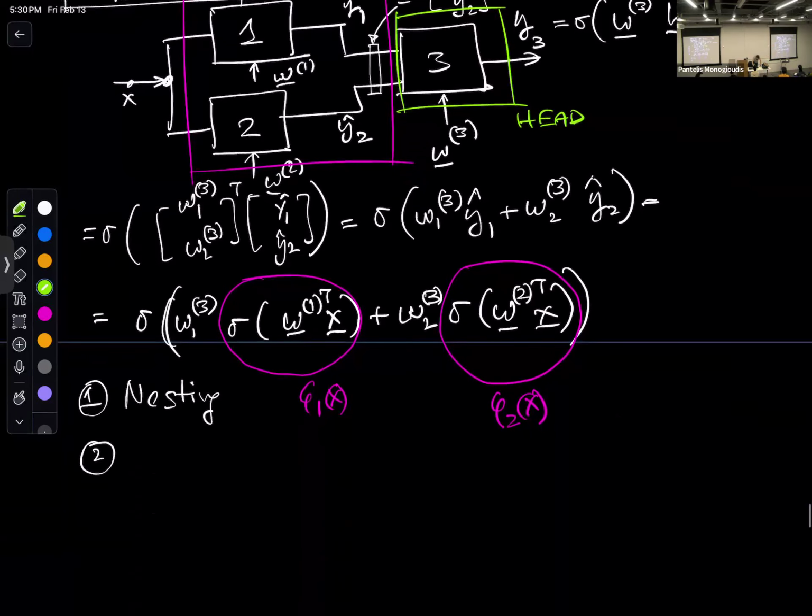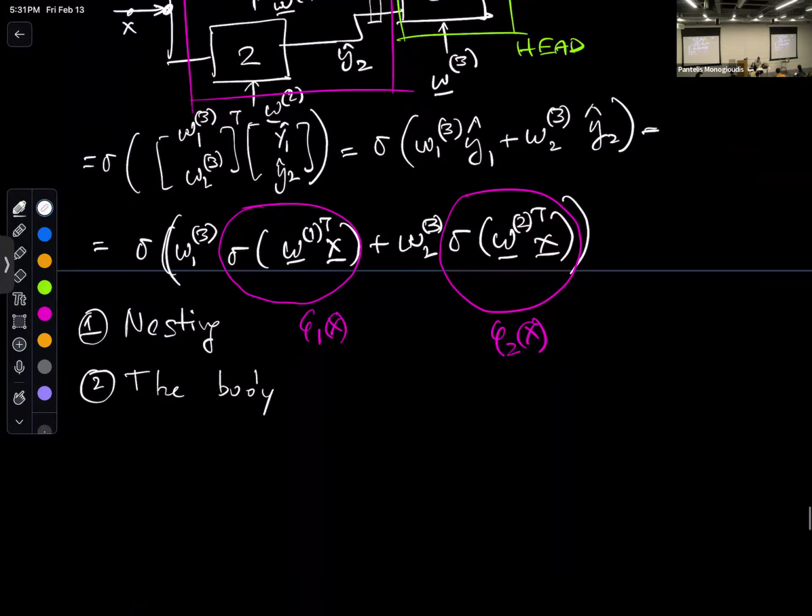So the second point is that the body generates features and the head combines them.